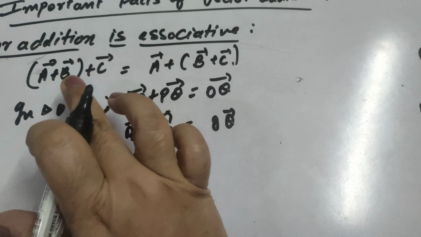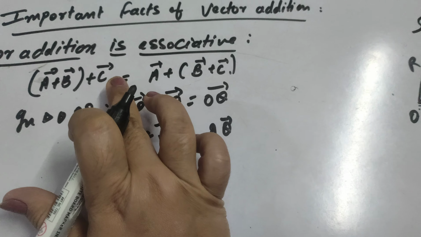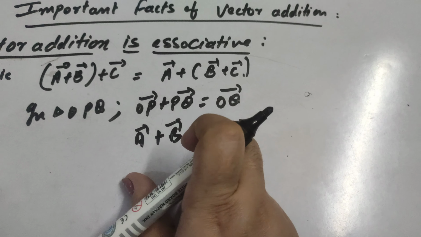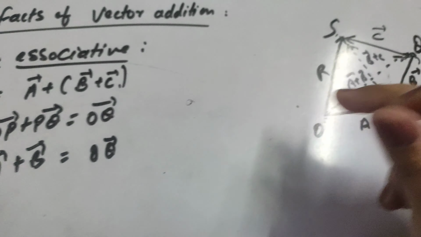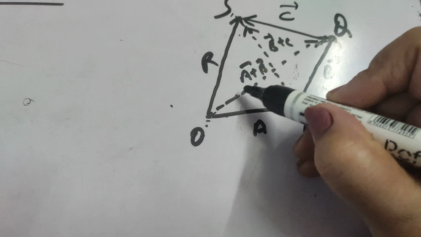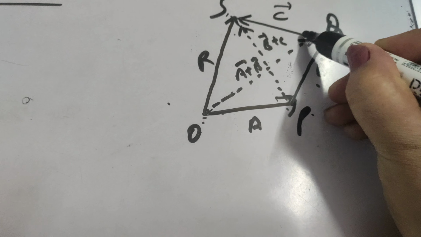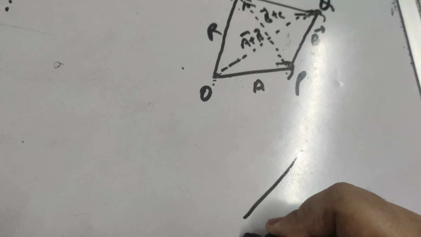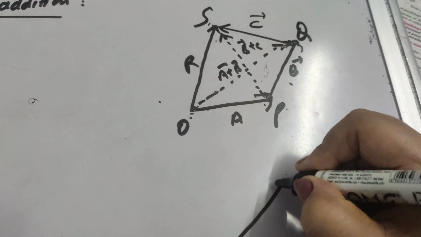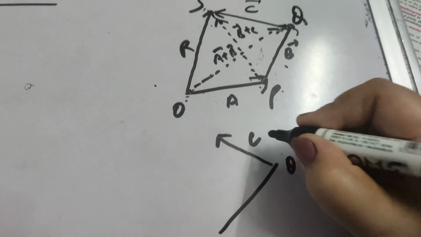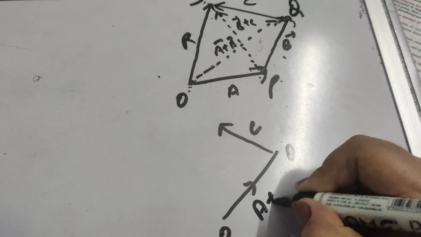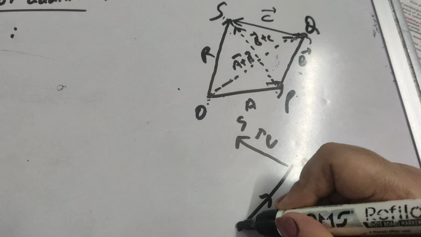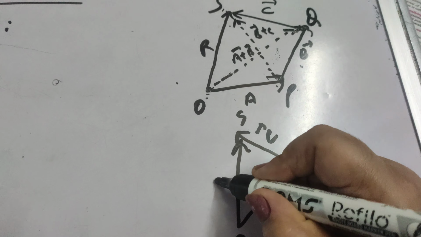Now what we need is A plus B plus C. So we should have a triangle in which one vector is A plus B and another vector is C. Now let's see, here this is A plus B and this is C. So I think we got it. This is the triangle OQS, right? So this is A plus B, this is C vector, right? And the resultant, taken in opposite order, is R.